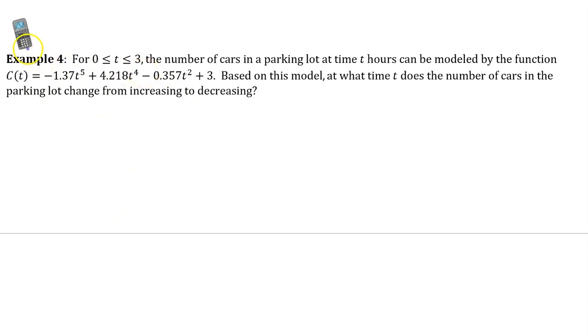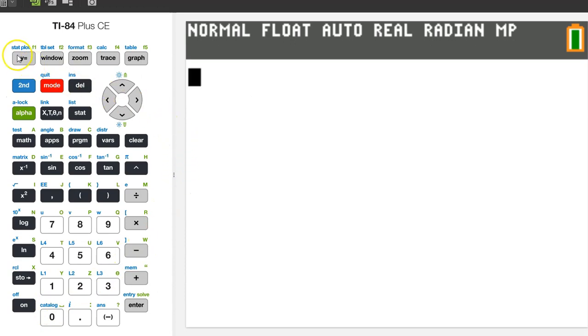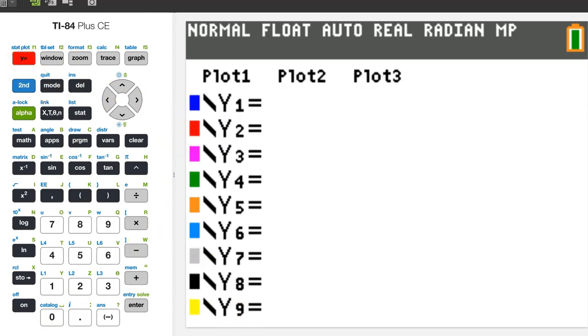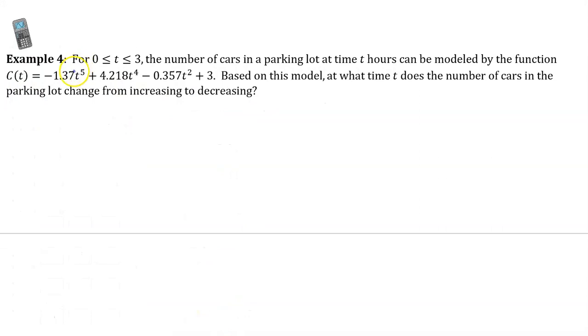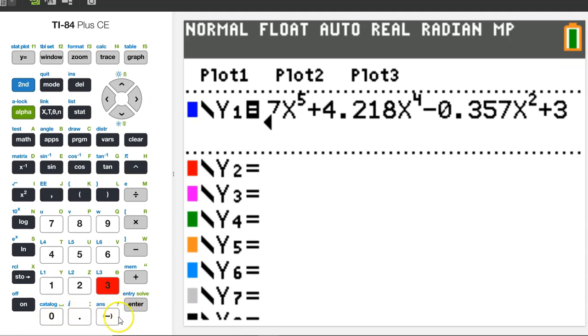So go ahead and take out your TI-84. Go ahead and hit your y equals button, and I see that we're given this function here. I haven't really read it yet, but I can bet that we need to type this function in as y1 on our calculator. So go ahead and do that right now. Make sure you used this white negative sign in parentheses for the negative leading coefficient.